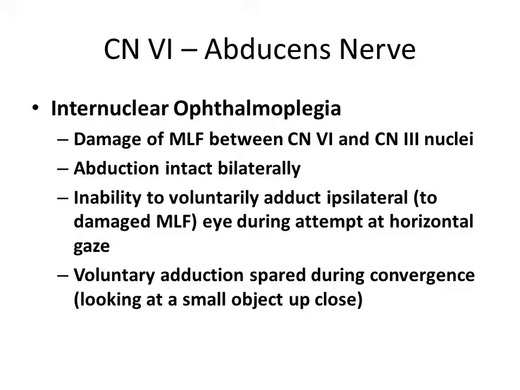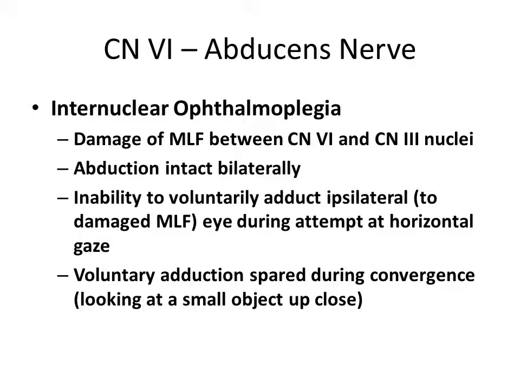So we have abduction intact because our cranial nerve 6, the abducens nerve, is normal. But when you want to adduct the opposite eye so that the two eyes move together, it doesn't happen. I just want to emphasize that anything dealing with this internuclear neuron is only for voluntary horizontal gaze. If we're talking about spontaneous, the eye will still move.